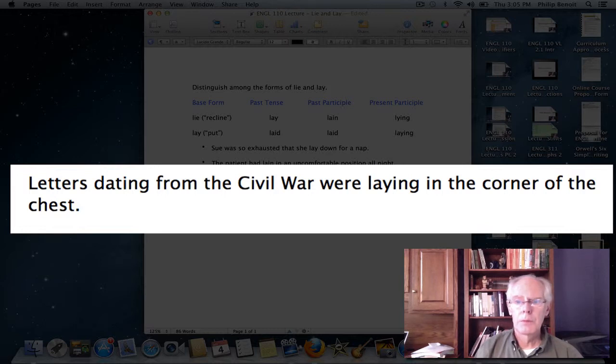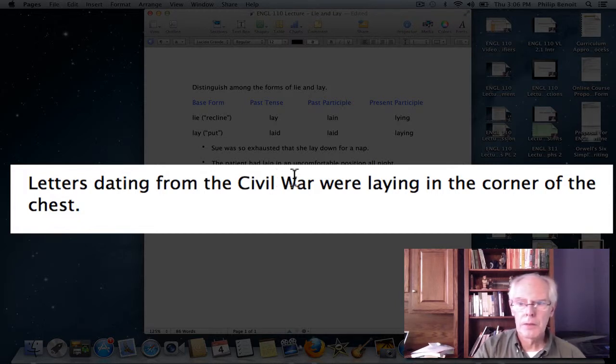Letters dating from the Civil War were laying in the corner of the chest. At first glance, we might say, well, that looks right because we're in the lay, we're in the put kind of situation here, right? No, we're not really. We're talking about the form of lie instead of the form of lay, meaning to put. The letters were reclining, so to speak, in the corner of the chest, so we're going to use, again, the past tense here.